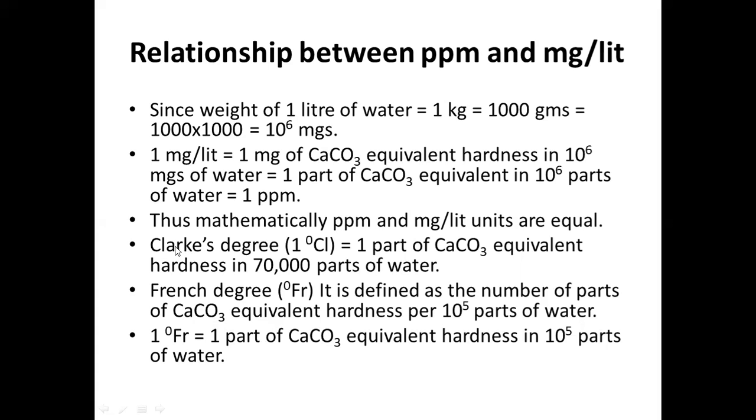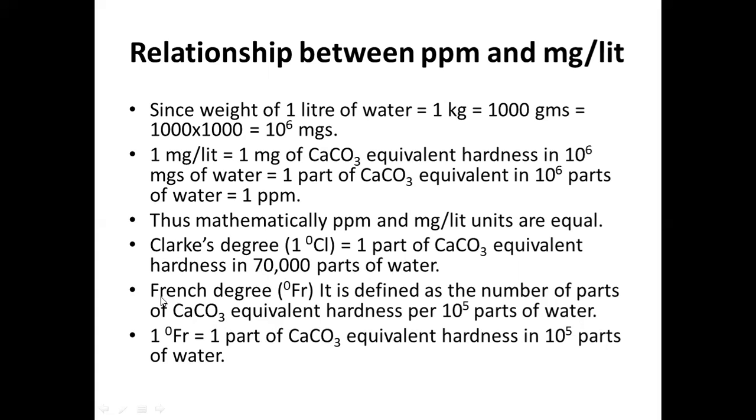Now, Clark's degree is another unit. 1 degree Clark is equal to 1 part of CaCO3 equivalent hardness in 70,000 parts of water. Previously it was 10 power 6 parts of water, but here it is 70,000 parts of water. 70,000 is nothing but 1 gallon of water. We need to remember 70,000.